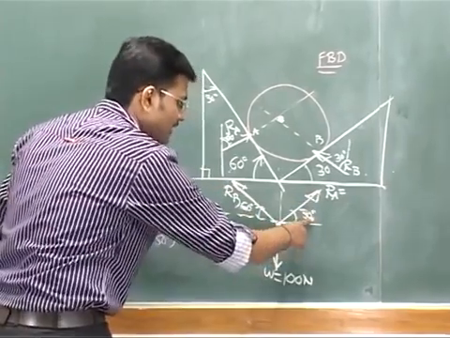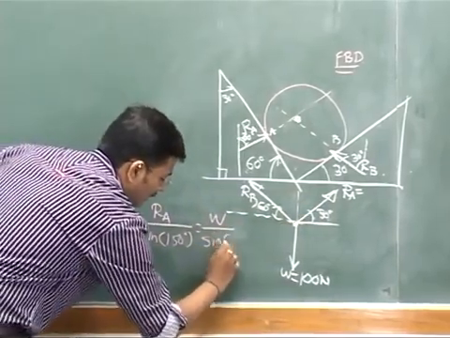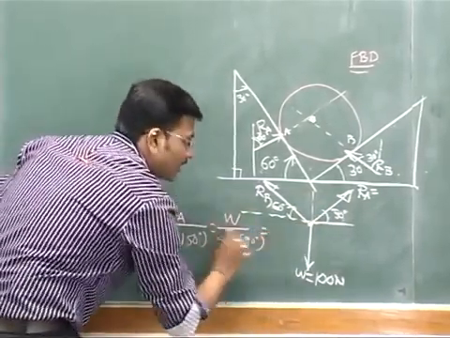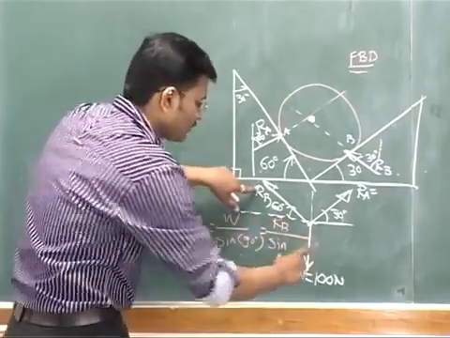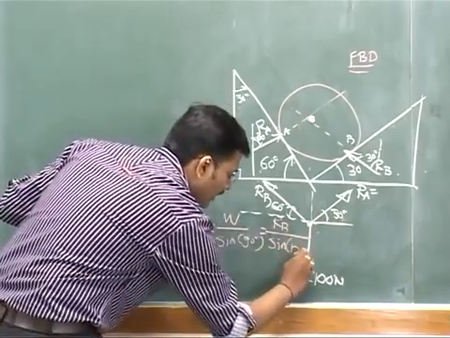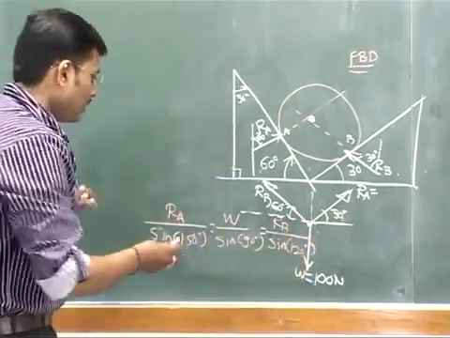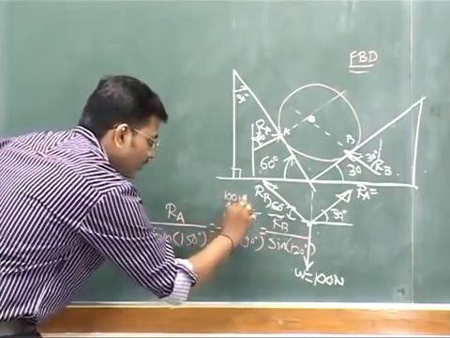So 60 plus 30 is 90, total is 180, so sine of 90 degrees is equal to RB divided by sine of... when you are taking this force, the angle between these two is important. So 90 plus 30 is 120 degrees. So W is known, W is nothing but the weight component, it is 100 Newton.